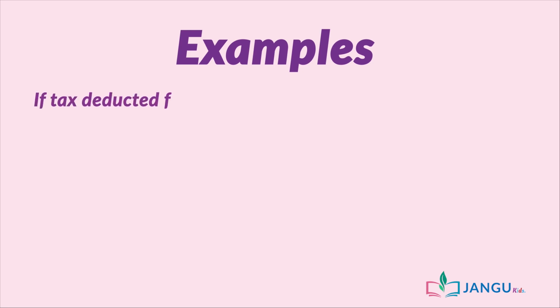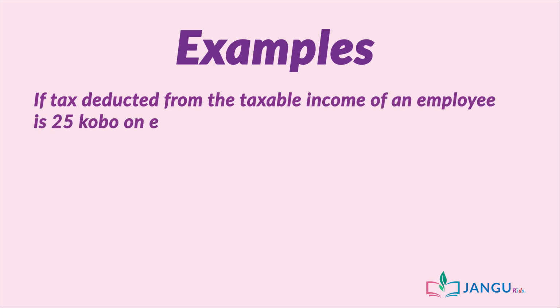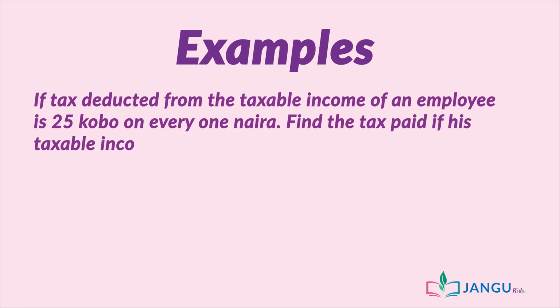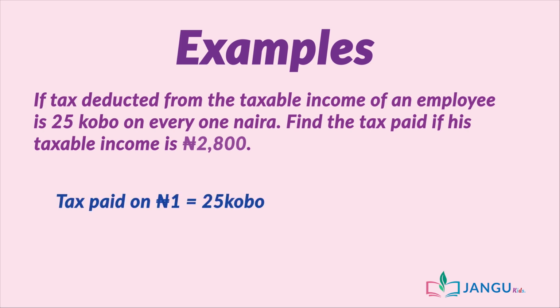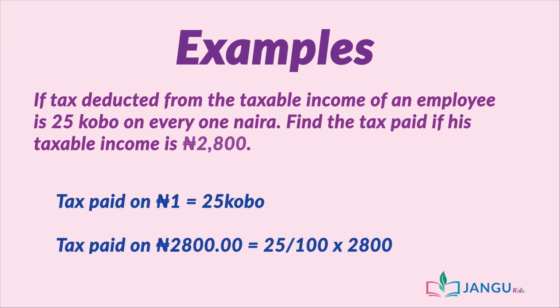If tax deducted from a taxable income of an employee is 25 kobo on every naira, find the tax paid if his taxable income is 2,800 naira. Tax paid on 1 naira is 25 kobo. Therefore, tax paid on 2,800 naira is 25 divided by 100 times 2,800, which equals 700 naira.